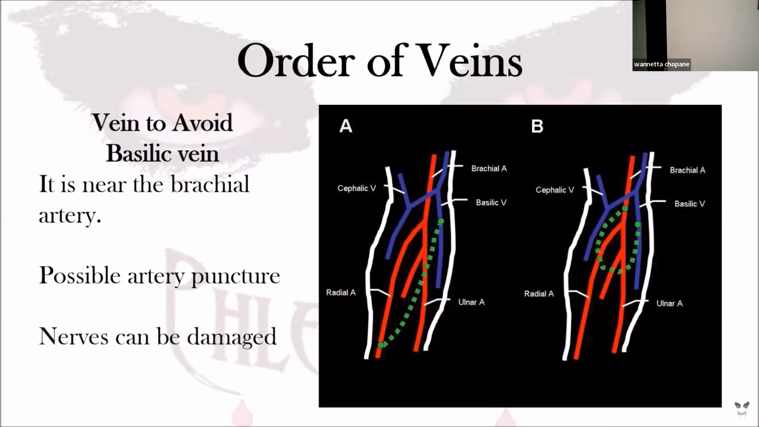Also, there are nerves that run parallel with the basilic vein that if we're not careful, we might nick or hit with a needle, which can cause nerve damage. So we have a possible high risk of arterial puncture and also hitting a nerve or doing nerve damage while trying to access blood from the basilic vein. So again, basilic vein should always be attempted last when all other veins are not accessible for venipuncture.